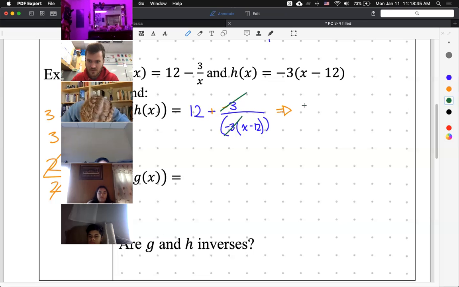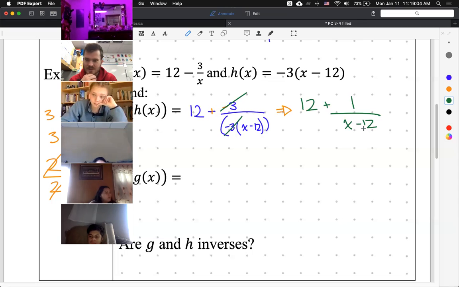And now, Emily, we're left with 12 plus, there's nothing on the top. So when I divide negative 3 by negative 3, I'm just left with 1. So you can't just put 0 there. 1 over x minus 12. And how am I going to solve that? How am I going to reduce that?